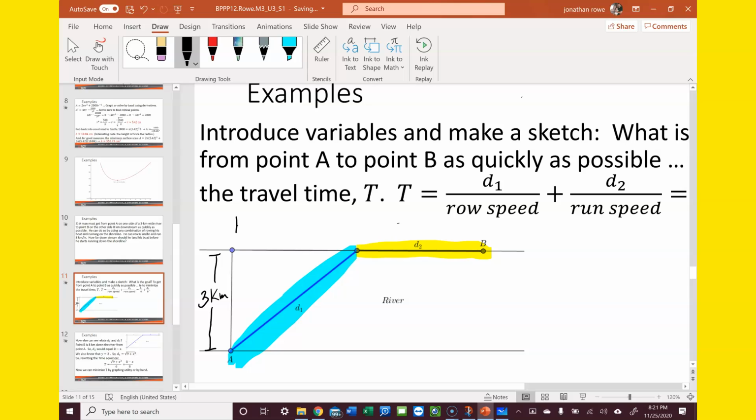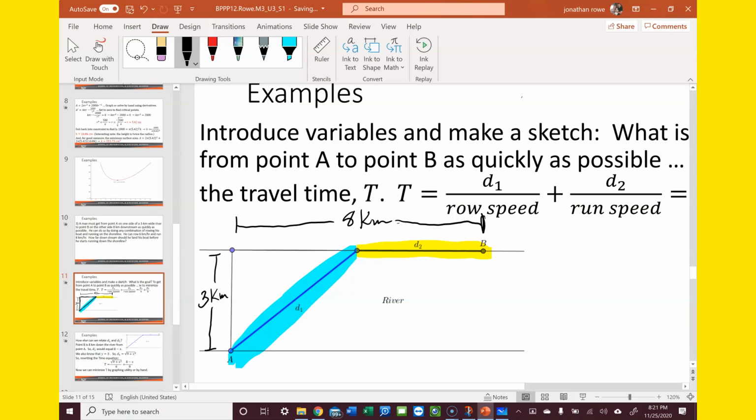And point B is 8 kilometers downstream, or downriver, from point A. So maybe I can use that to help me find an equation to relate D1 and D2. I'm thinking about using this right triangle right here. Thinking about using that right triangle right there.